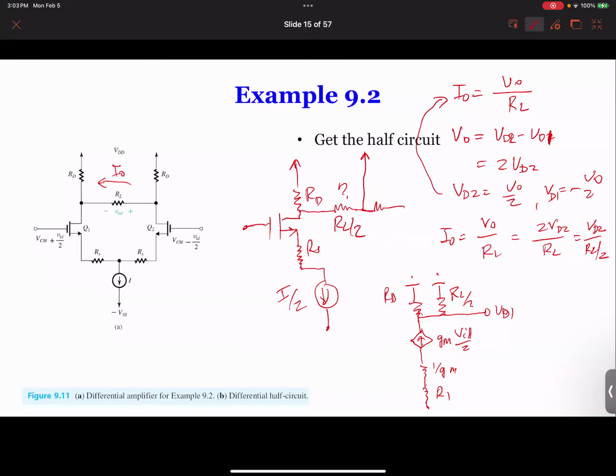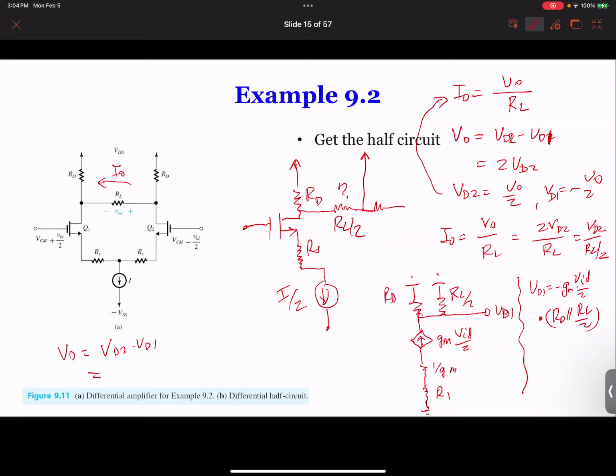So our VD1 equal to minus GM times half VID, and then times here you have RD in parallel with RL over 2. That's what you need to do. So once you find VD1, you can either find VD2, and once you have VO, it's going to be your VD2 minus VD1, and VD2 is positive, we get to negative.